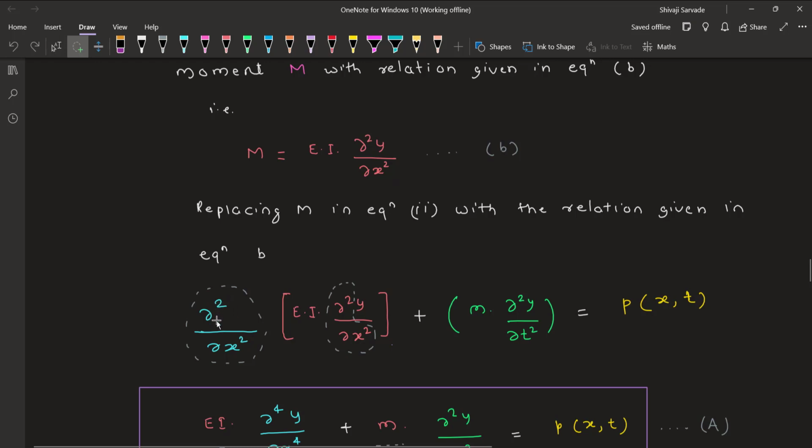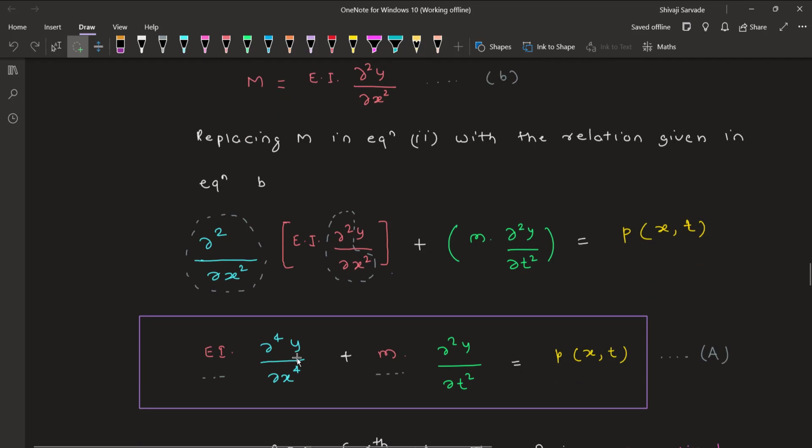Now again, if you see this ∂²/∂x² into ∂²/∂x², this gets multiplied and this will be the fourth order now, so ∂⁴y/∂x⁴. This EI is again there, so we'll write the constant. As we have assumed, EI is going to be a constant, so this EI comes out. Now we have EI ∂⁴y/∂x⁴ plus m, which is the mass, which is constant again, times ∂²y/∂t², which is as it is, and then we have the external force p(x,t).